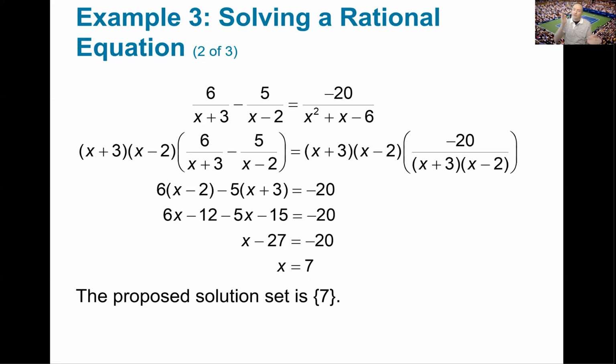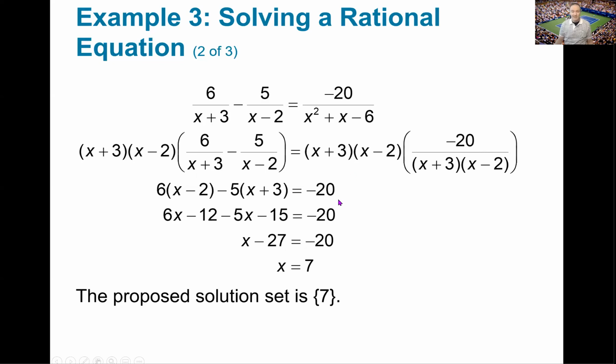I'll multiply every single solitary term by x plus 3 and x minus 2. Now, when I do that, this 6 over x plus 3, the x plus 3 cancels out, but I'm going to have 6 times x minus 2 left over. The next fraction, minus 5, the x minus 2 cancels out, but I'll have minus 5 times the other factor of x plus 3. And on the right-hand side, that entire denominator cancels because it's the same thing as the least common denominator of x plus 3, x minus 2. So the right-hand side just becomes -20.